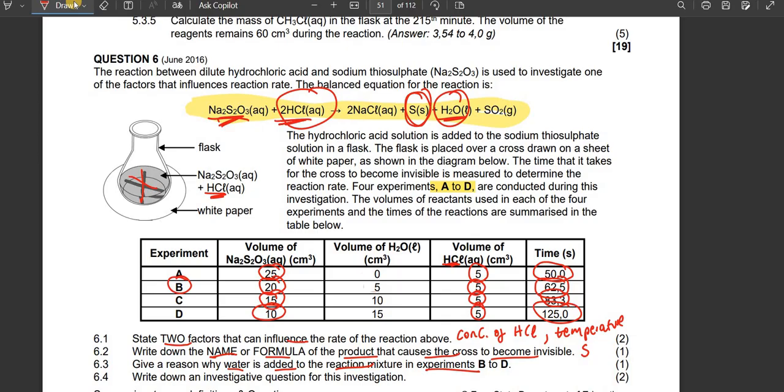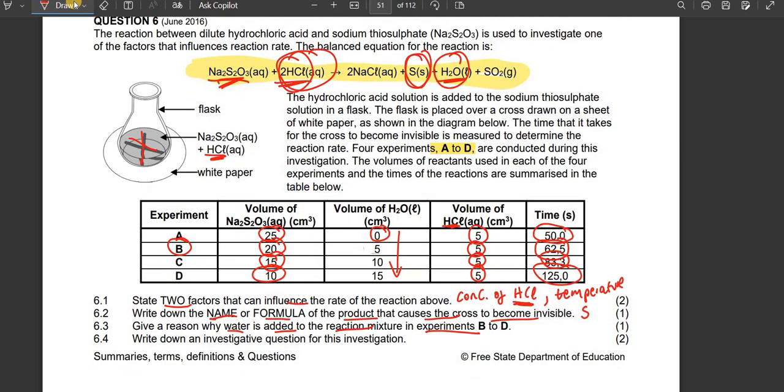Check. Here they didn't add water, but at each experiment, as you go down, they're adding more and more water to the reaction mixture and then measuring the time it takes for the cross to disappear. So why are they adding water? I think in 6.1 it's a giveaway. Guys, they're adding water so that they can decrease the concentration of HCl. How else will you decrease its concentration? It is if you add water. Okay, so they're adding water to decrease the concentration there.